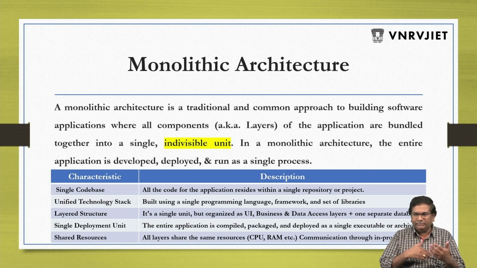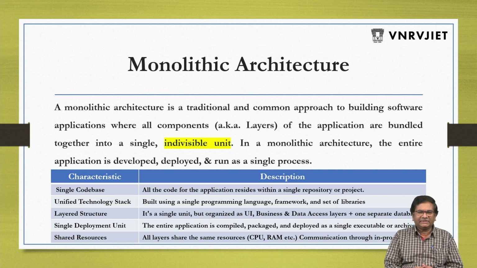Again, when you build it, there is one ISO file, and when you run it, the entire application runs as a single process. All three things are going to run as a single process, which means there is no separation of these three things, right? So that's what monolithic architecture is about. I'm going to show a picture in the next slide, but let's go to the characteristics.